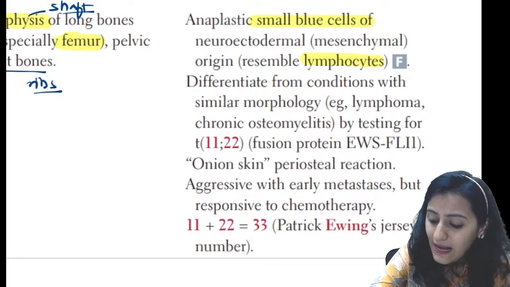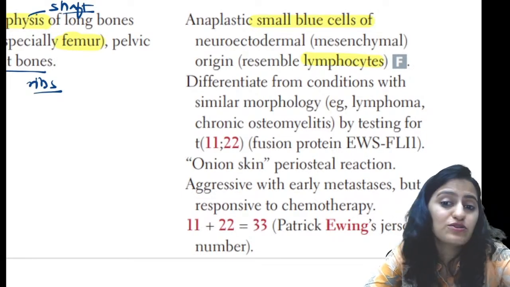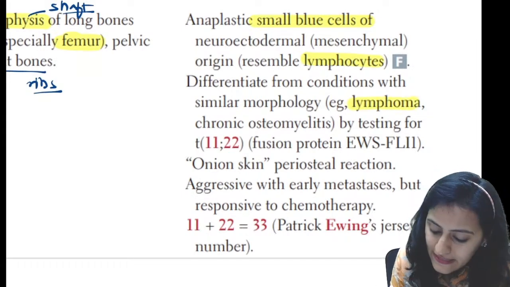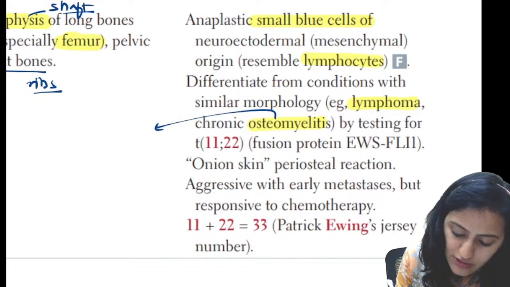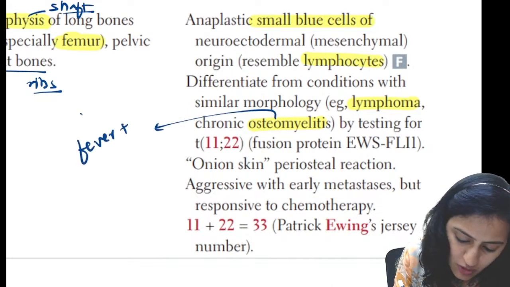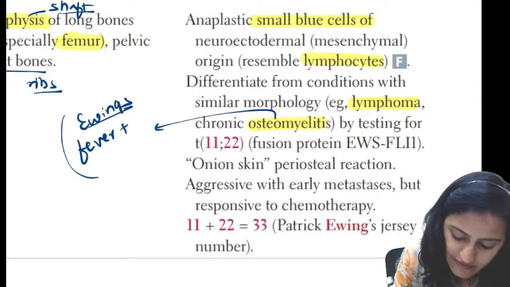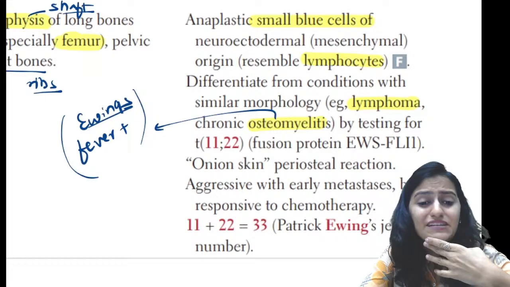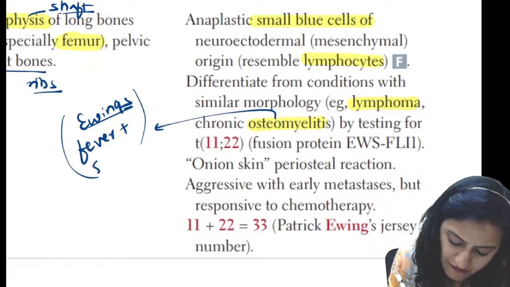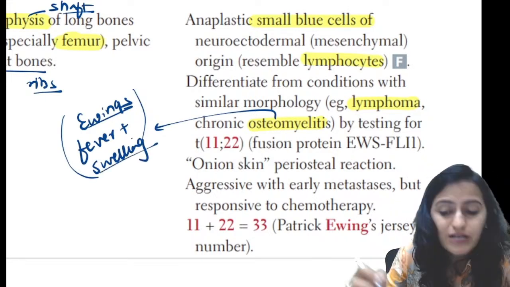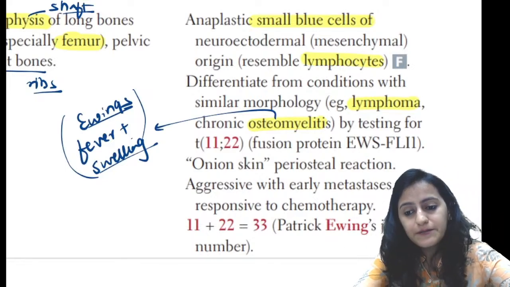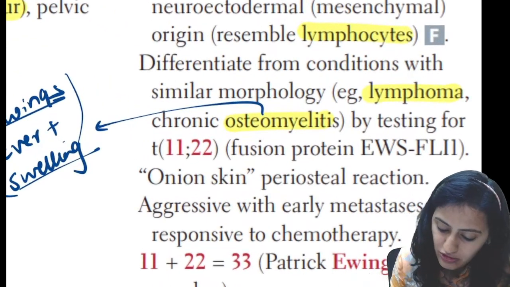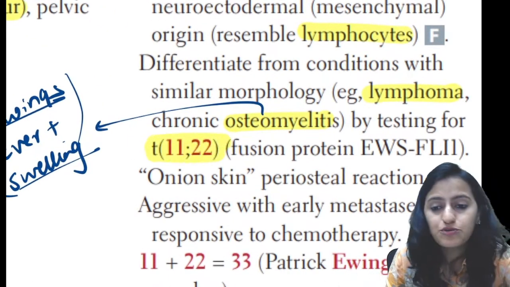Now, how do you differentiate it from conditions which can look similar? Because it resembles lymphocytes, it can look like lymphoma. It can resemble osteomyelitis also. Why? Because in Ewing's, also remember the important history in Ewing's, that the patient has history of fever also. Right? Fever is an important history there. Fever along with a lot of swelling is what the child presents with. Okay. And so how do you confirm that this is Ewing's? Is by testing for the translocation, that is 11;22.